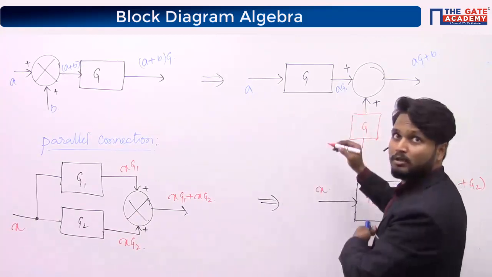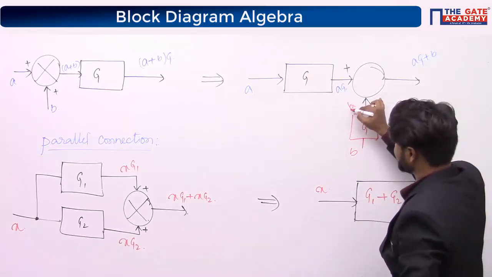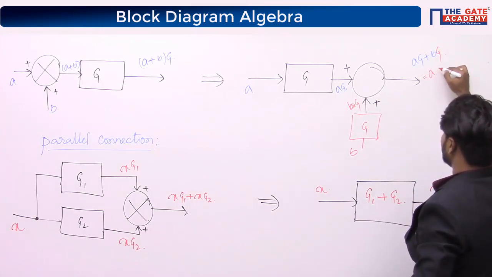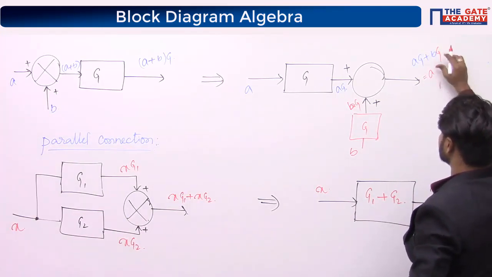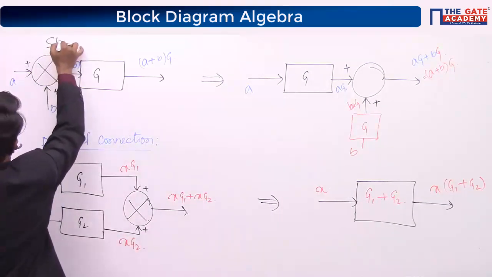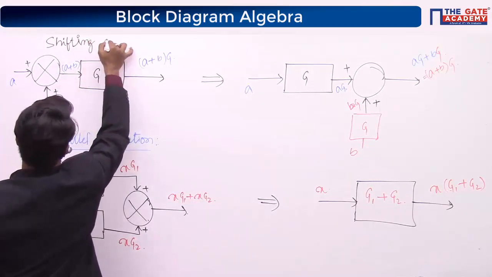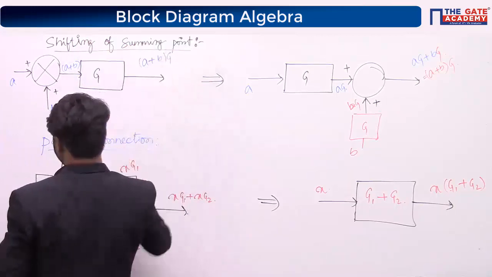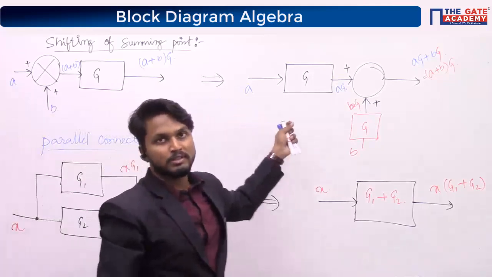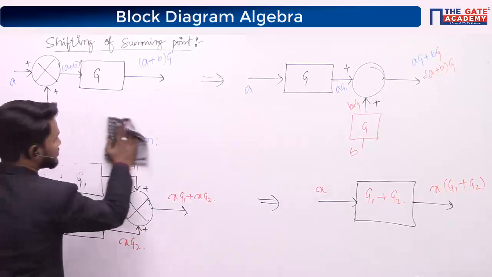Now look at the output. Output is going to be A times of G plus B times of G. This is equivalent to A plus B into G. So this technique is called as what? Shifting of summing point. If at all you shift summing points, you should follow this particular rule. Is it clear? So let us go through the next connection.